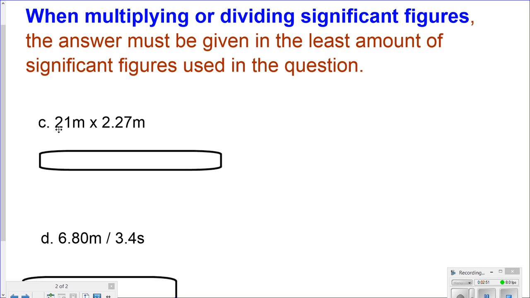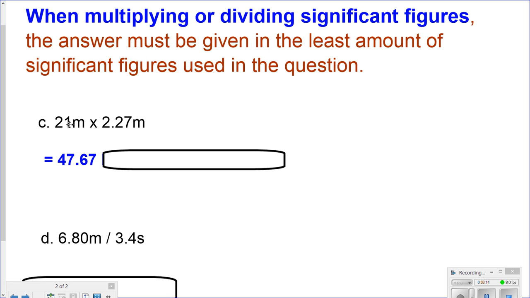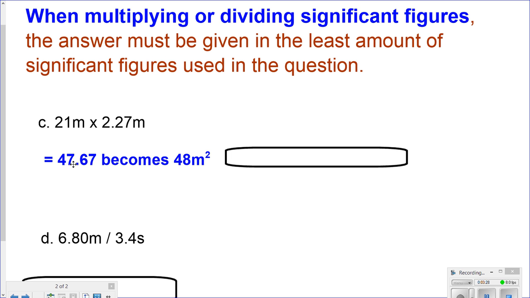Example, 21 times 2.27. I have 1, 2, and I have 1, 2, 3. So my response will be with only two digits, only two significant figures. Therefore, when I multiply those two numbers, I get 47.67. But I want only two significant figures because I only have two, and I want the least amount. Therefore, this becomes 48 because the 6 is big enough to round up the 7 to an 8.